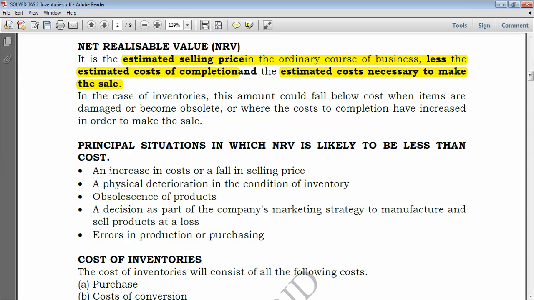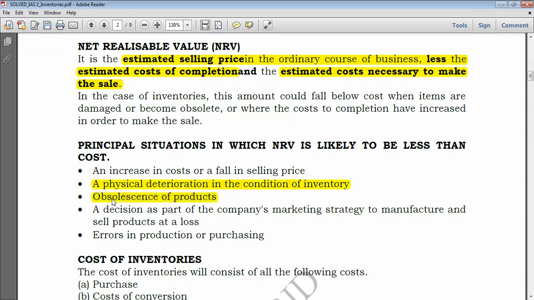But also, there could be an issue of physical deterioration in the condition of inventory. If inventory deteriorates, it's obvious that the selling price will fall naturally. You cannot sell it at its original price, right? Yeah, right. Number 3, obsolescence of products. You can have products that are obsolete.